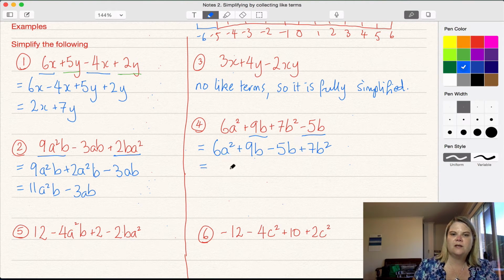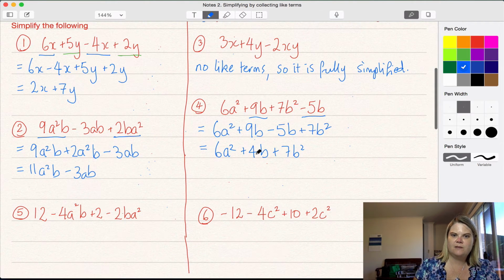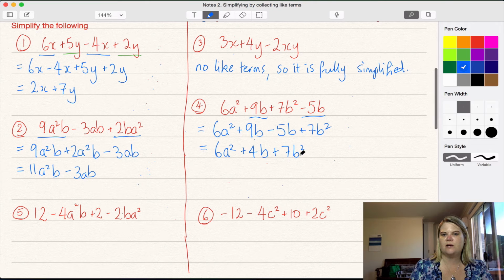Next step is to simplify the like terms, add and subtract. We've got 9, take away 5, which is positive 4b, and the plus 7b squared stays on the end. Last step, check if there are any more like terms you can simplify. We've got an a squared, a b term, and a b squared term. None of these are like terms, so we can't simplify that any further.